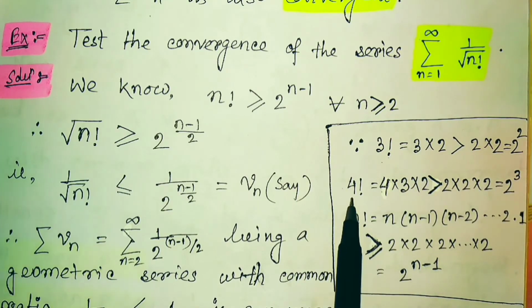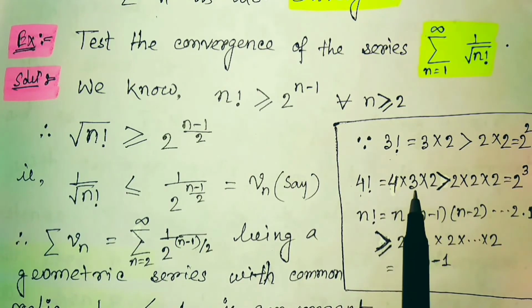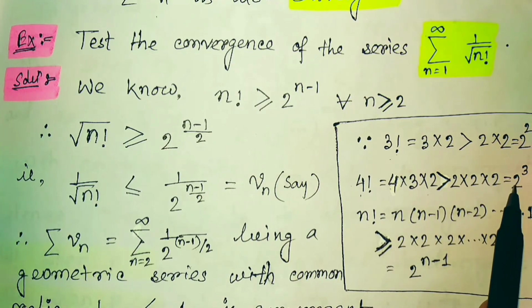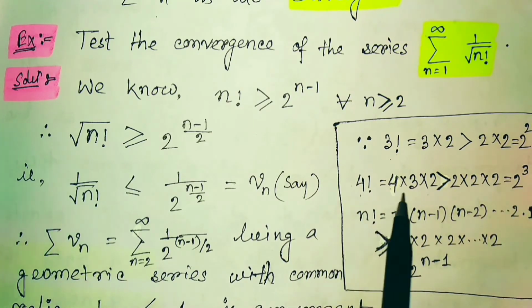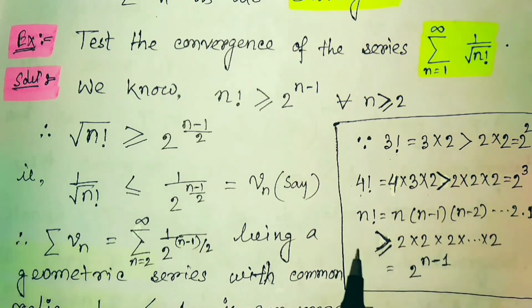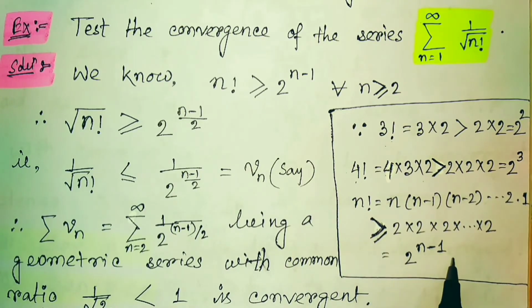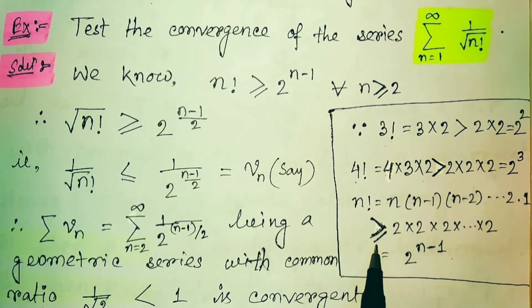Likewise, if it is 4 factorial, then in the similar process, 4 cross 3 cross 2 is greater than 2 cross 2 cross 2, we can say. So that one is definitely 2 to the power 3. So we can say 4 factorial is greater than 2 to the power 3. Likewise, n factorial we can say should be greater than or equal to 2 to the power n minus 1. Why have we considered this equals sign? Because if n value is exactly 2, then we will find this equality. So anyways, n factorial is always greater than or equal to 2 to the power n minus 1. So that is the factorial characteristic we can find.